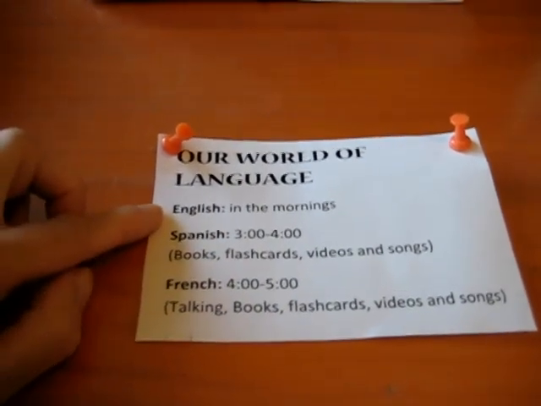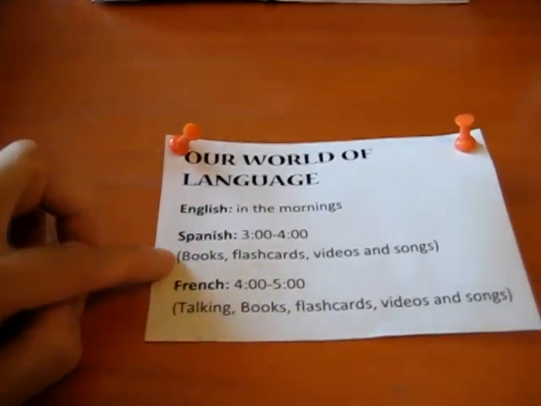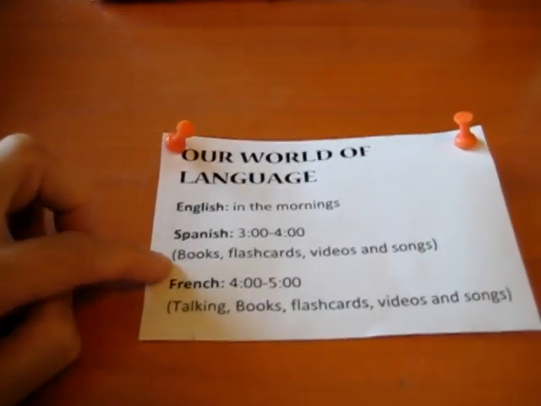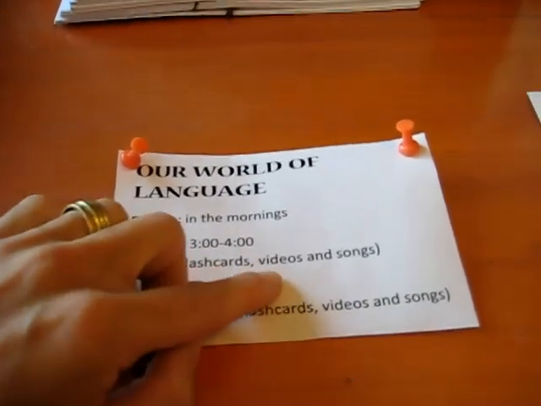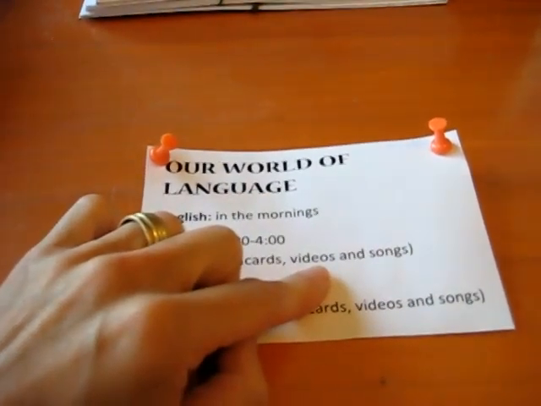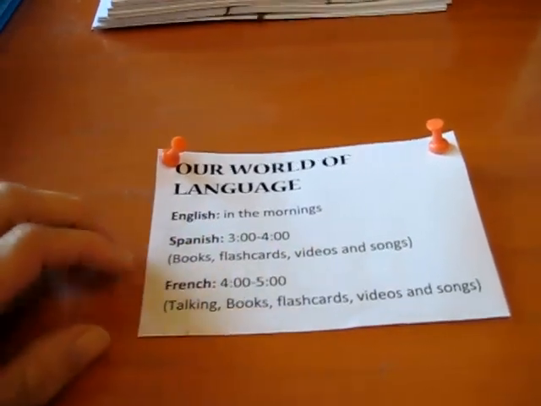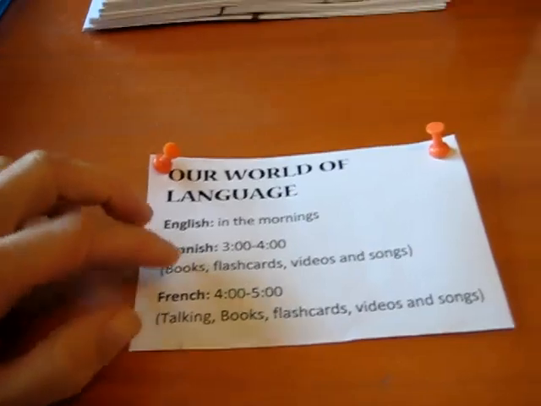So our school is in English every morning. From 3 to 4, we have some Spanish. We have book time. I try to read books to them. We do some flashcards, videos, and songs. I have a few teaching videos for Spanish, and we also look on YouTube for well-known videos or animations that they enjoy that are in Spanish.